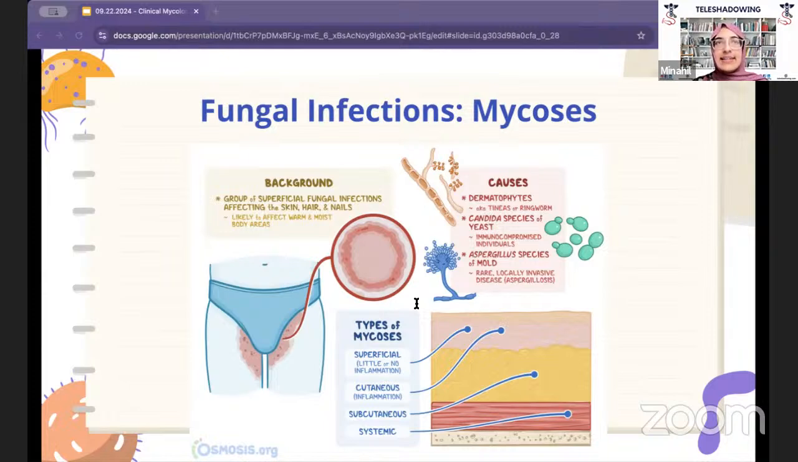So the signs and symptoms of mycosis really vary depending on the type of infection and where it's located. For example, a superficial infection can often cause a rash, while deeper infections could cause pneumonia-like symptoms or meningitis. Mycoses that spread throughout the body are called systemic mycoses, and usually they manifest in pneumonia. I hope that makes sense, differentiating between the two.